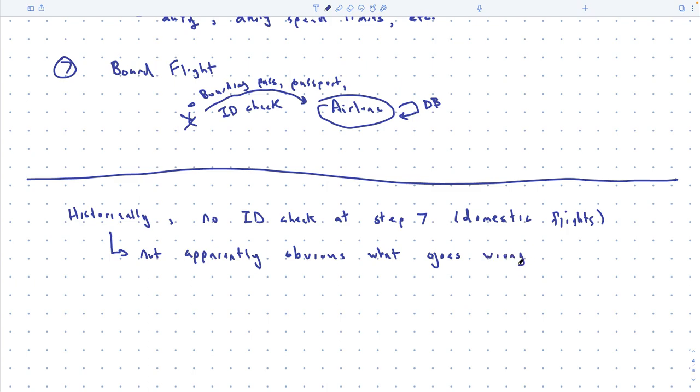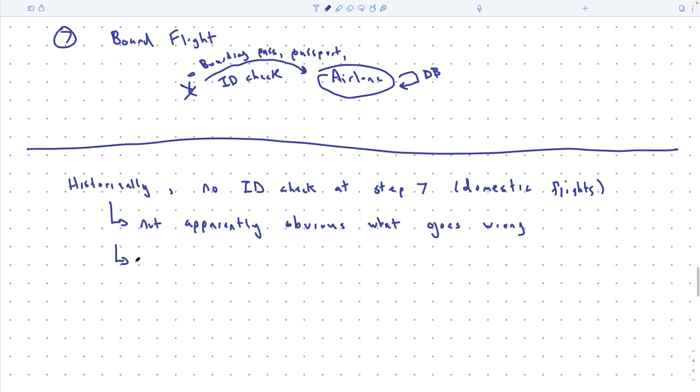And then there was a researcher that sat down, Chris Soghoian, and figured it all out. And so he said, okay, you know what? You can actually be on the no-fly list. And if they don't do the ID check at step 7, then even though there are ID checks elsewhere and other things going on, the sum total of everything is that you could actually get on a flight with no ID check.